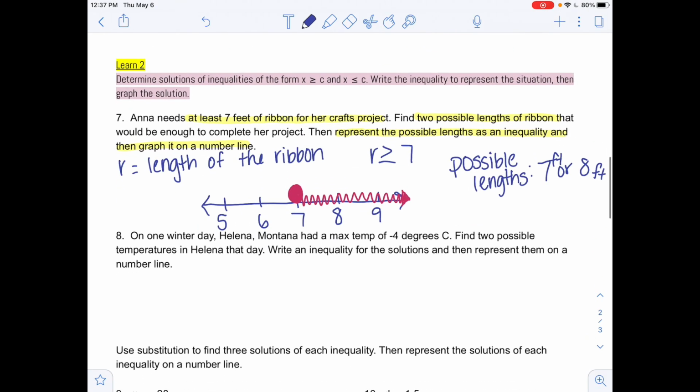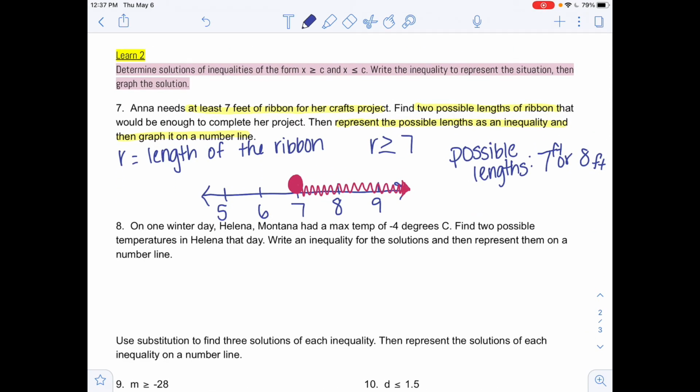Let's look at another one. On one winter day, Helena, Montana had a max temperature of -4 degrees Celsius. Find 2 possible temperatures. We're going to write an inequality and then represent them on a number line. So picking our variable, let's use T again for temperature.